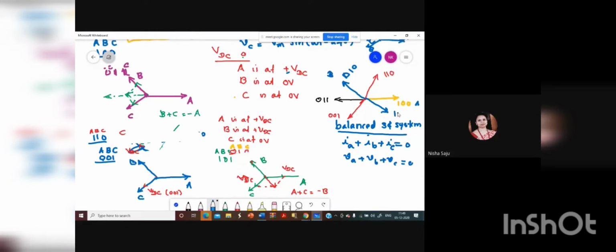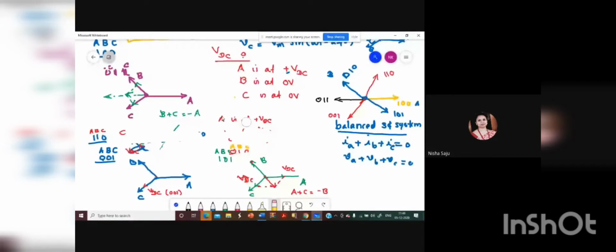So 6 voltage vectors are there, right? But you also have 2 zero states. So how can we represent those zero states? You have to represent that zero state also. In order to represent it, either you will have 1, 1, 1, or you will have 0, 0, 0.